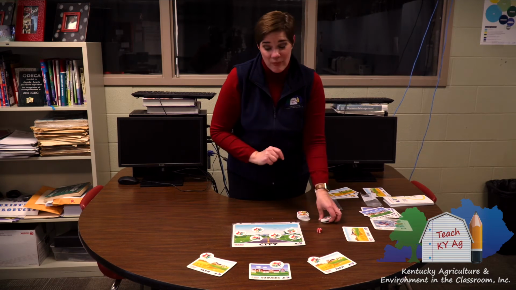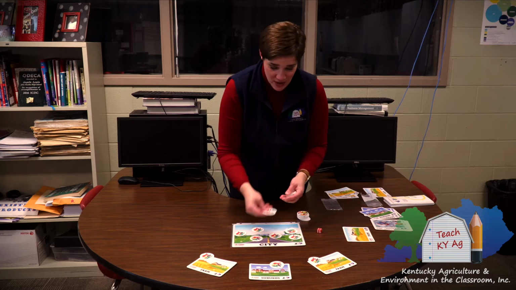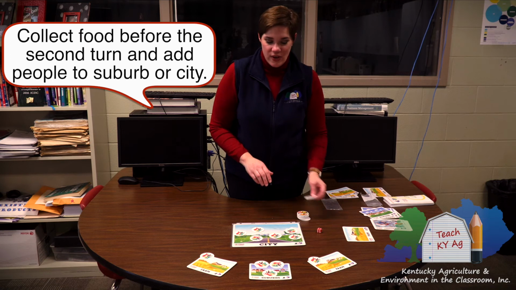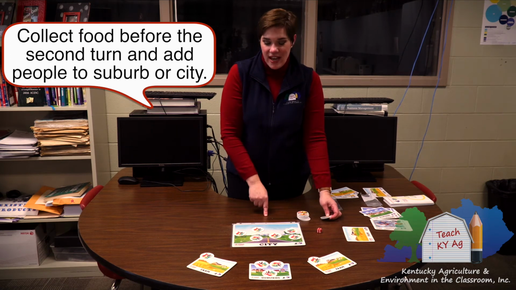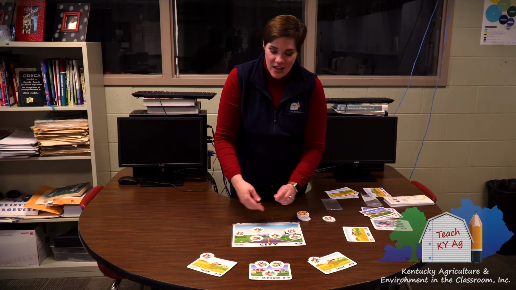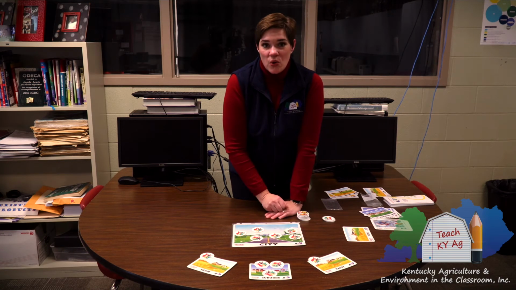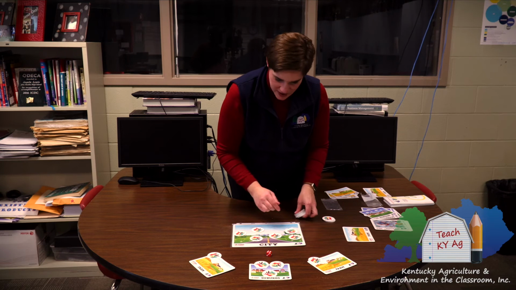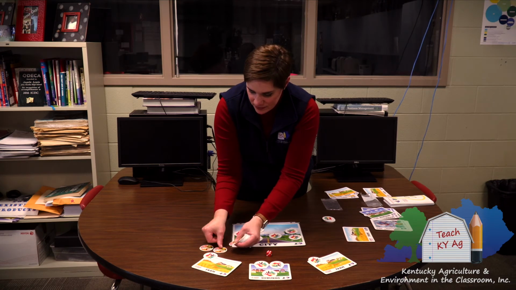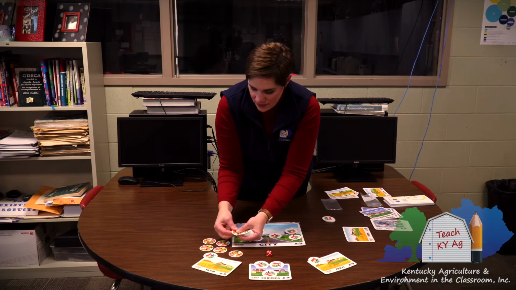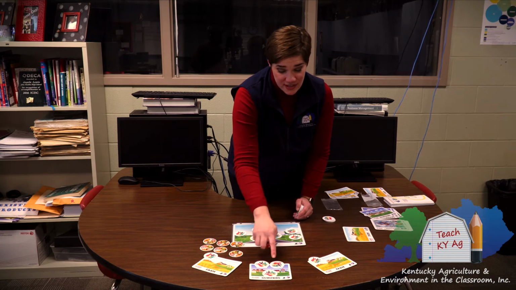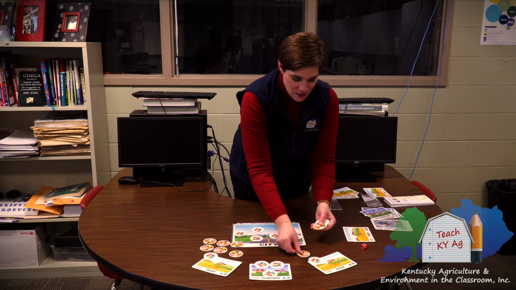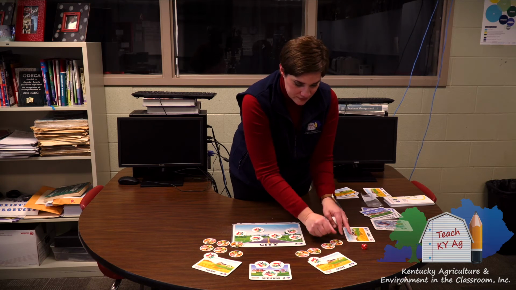What typically happens when a suburb moves in is more people tend to move there. So already we have less farmland and more people. Only the farms get to roll this time. This farm did well again. We have 6. This is a suburb, it no longer can make food. And this farm rolled a 4 again.